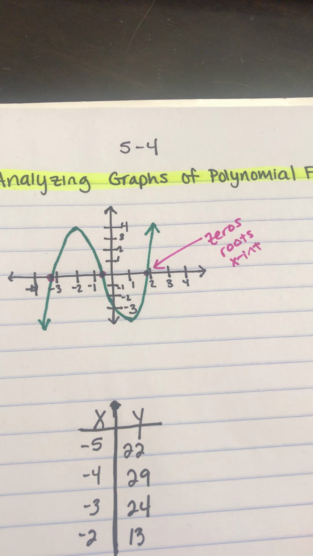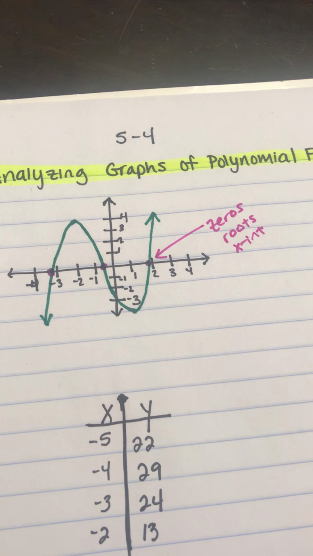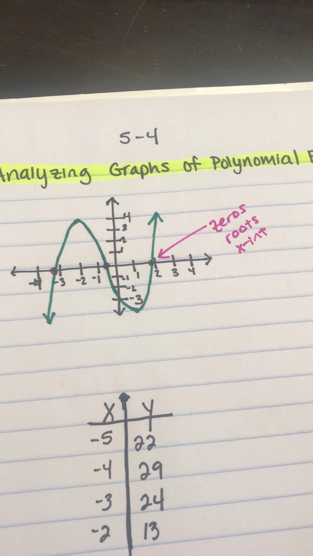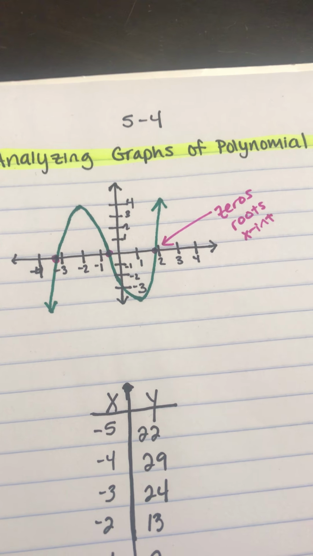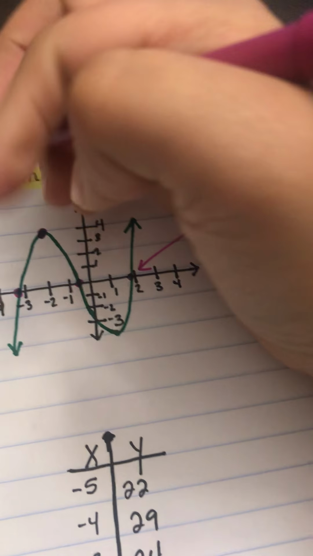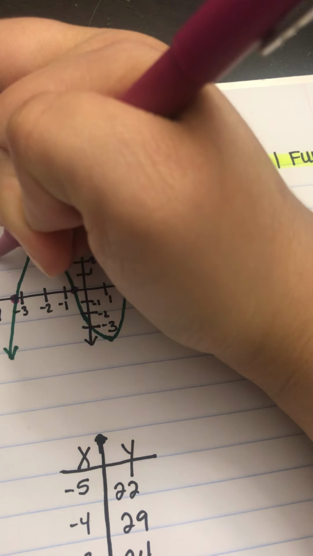Other words that you've seen before are maximum and minimum, but for quadratics, there was only either a max or a min, and it was the highest or lowest point of the whole graph. When you have polynomials, they can have more than one max and min. These are not called maximums and minimums, they're called relative maximums and minimums. So up here, we have a maximum point, but this is called a relative maximum.